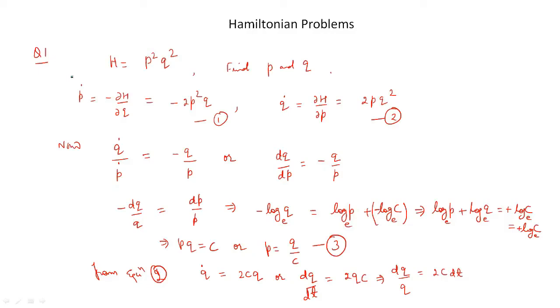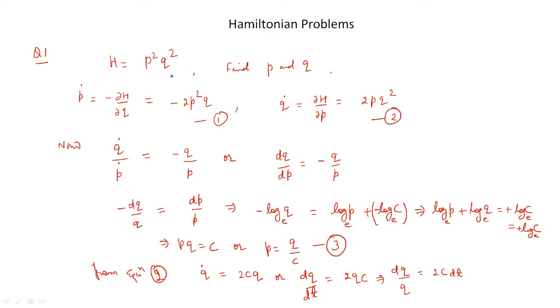Hello everyone, today we'll solve some more numerical problems based on Hamiltonian equations. Here your Hamiltonian is given as H = p²q². Here p is the generalized momentum and q is the generalized coordinate. So here you have to find p and q.